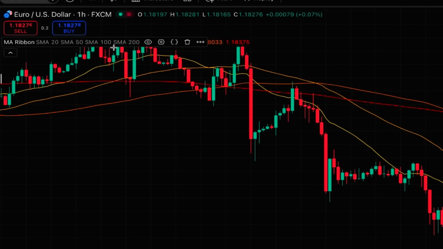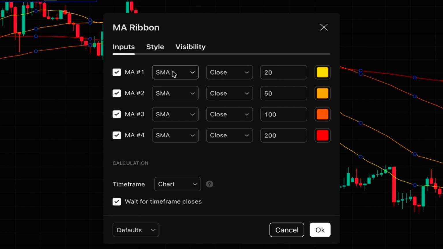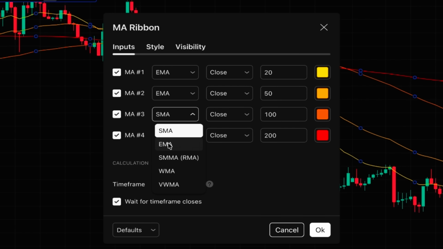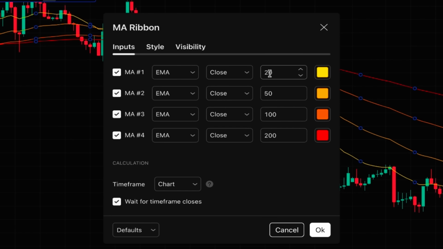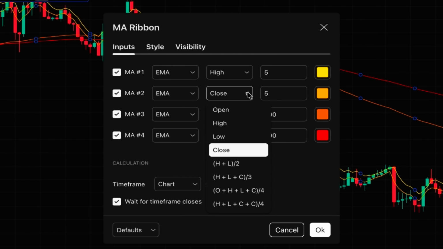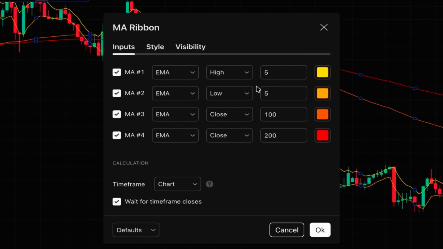So here we go to the settings of the ribbon, and first we change the type of moving averages to EMA because, as I said, we need exponential moving averages. Then for the first EMA, we set the length at 5. For the second EMA, we also set the length at 5. For the first EMA, for the source of calculation, we set it to high. And for the second EMA, it should be based on low.